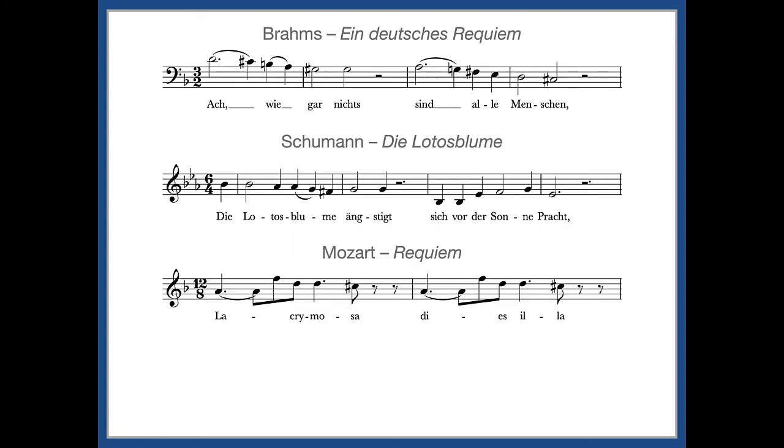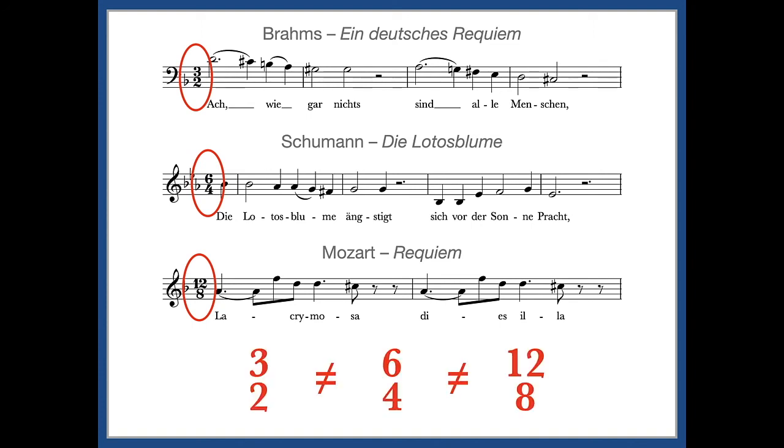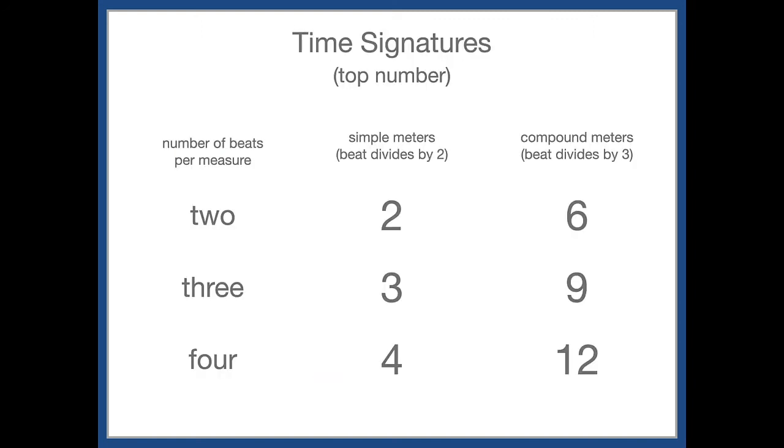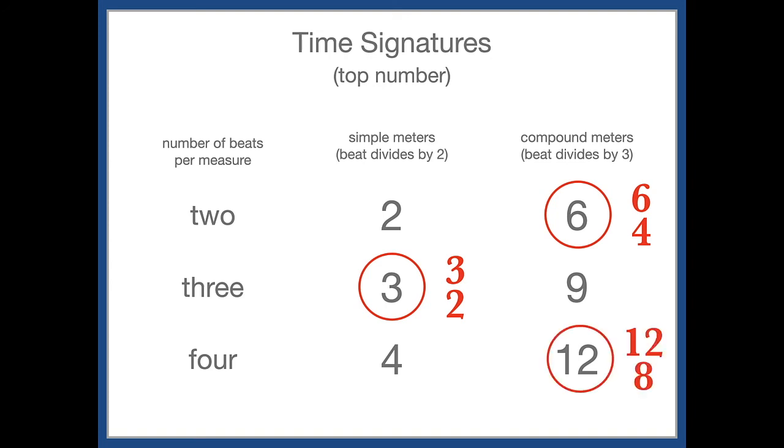Looking at the vocal line for each of these 3 examples, we see they're in 3/2, 6/4, and 12/8. Again, as fractions, these may be equivalent, but as time signatures, they're not. So 3/2 time is an example of a simple meter with 3 beats per measure. That was the Brahms. 6/4 time is an example of a compound meter with 2 beats per measure. That was the Schumann. And then 12/8 is also an example of a compound meter, but with 4 beats per measure. That was the Mozart.